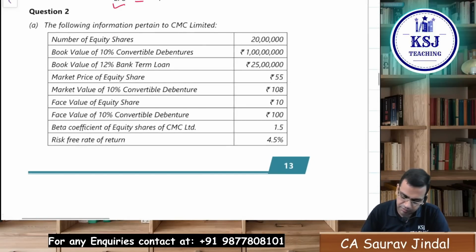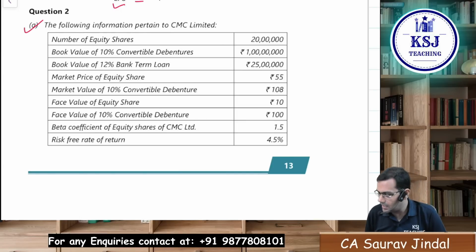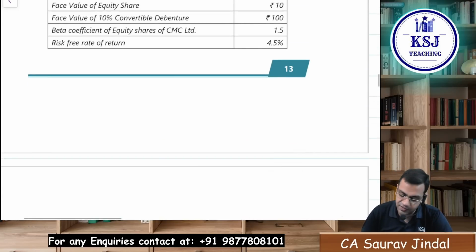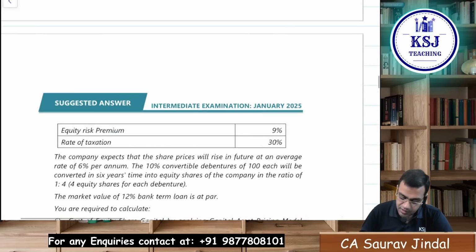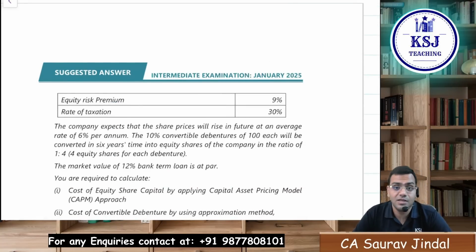Let's come to question number 2, A part. The following information pertains to CMC Limited. Number of equity shares are given 20 lakhs. Book value of 10% convertible debentures is 1 crore. Book value of 12% bank term loan is given 25 lakhs. Market price of equity share is given 55. Market value of 10% convertible debentures is given 108. Face value of equity share is given 10. Face value of 10% convertible debenture is 100. Beta coefficient is 1.5. Risk-free rate of return is 4.5%. Equity risk premium is given 9%.